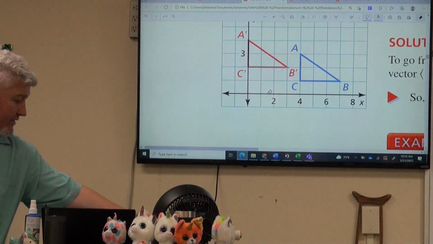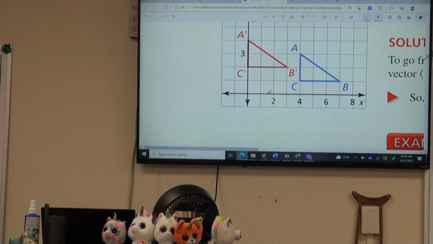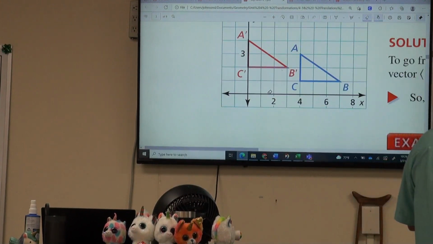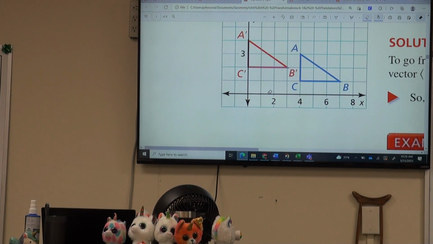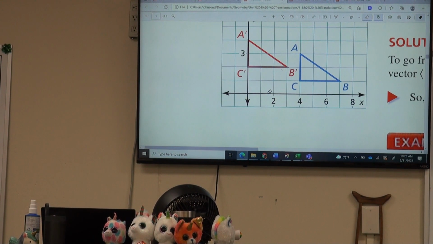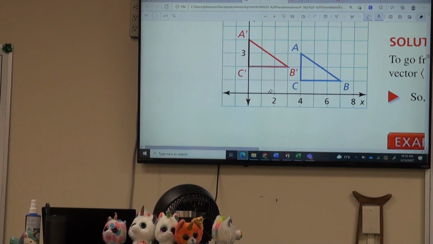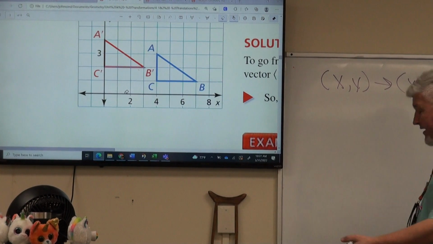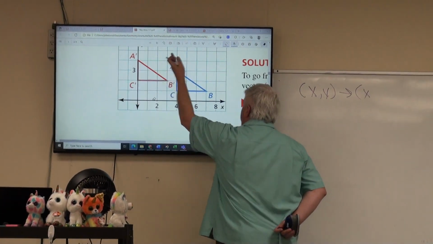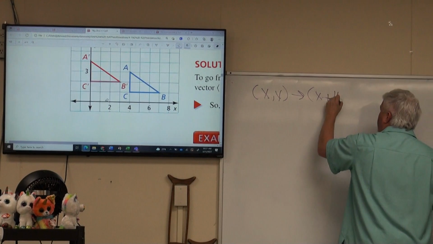So you're writing in rule form, of course. You do x, y first with the arrow. What is my translation for x? Going from red to blue, 4. Positive or negative? Positive 4, right? I'm going from here over to here. I went 4 to the right, so it's plus 4.